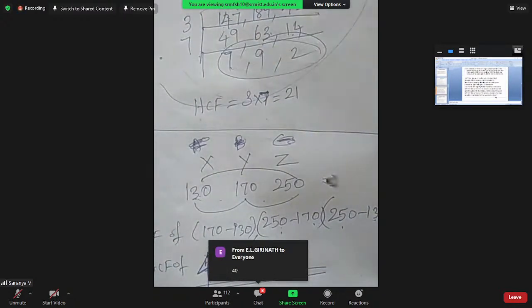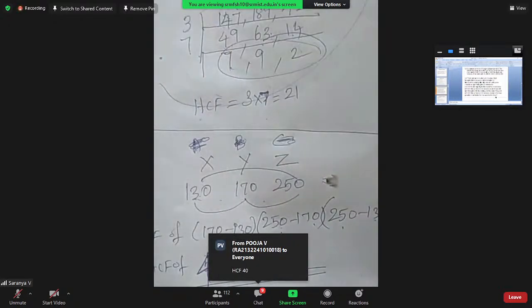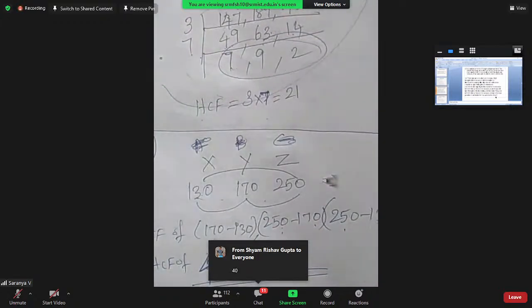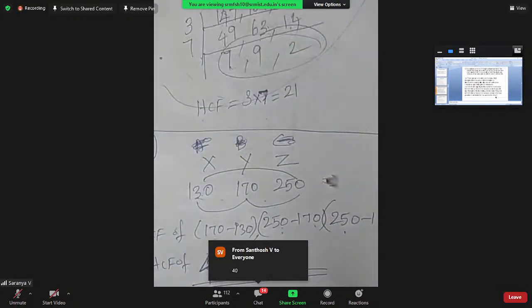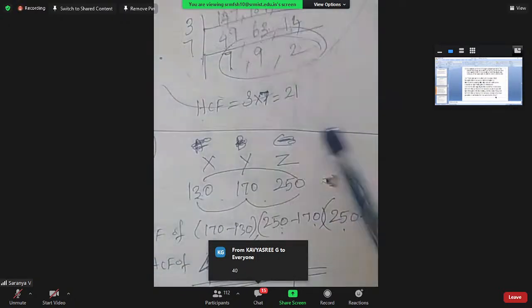Balance questions we'll discuss in the fifth hour. Yes, right. The HCF is what? 40. Therefore, the maximum total number of students in that class is 40. Is that clear?